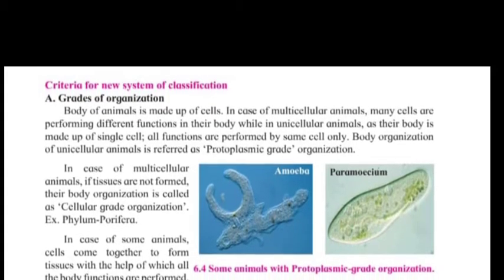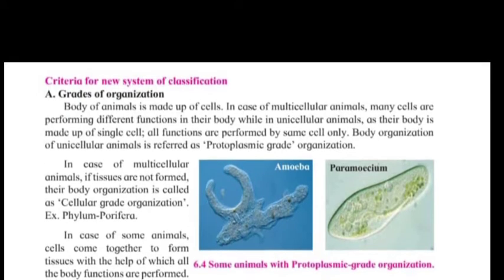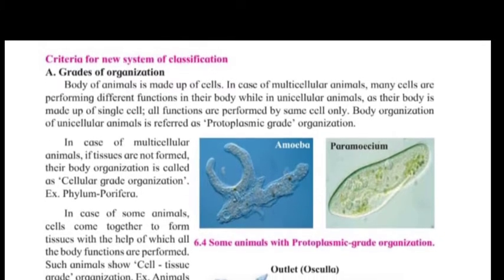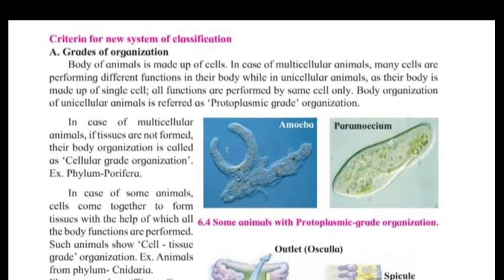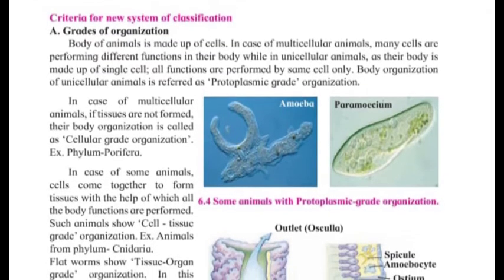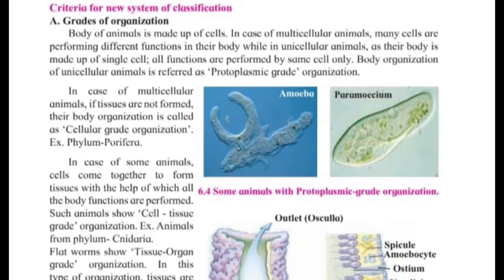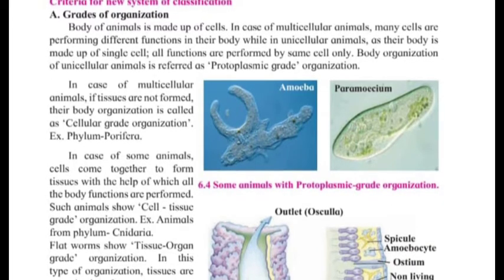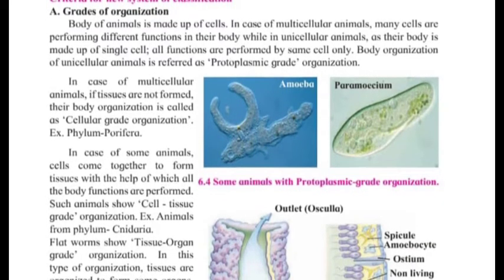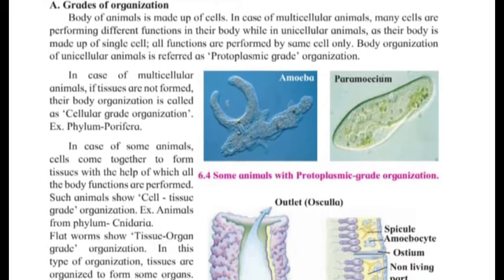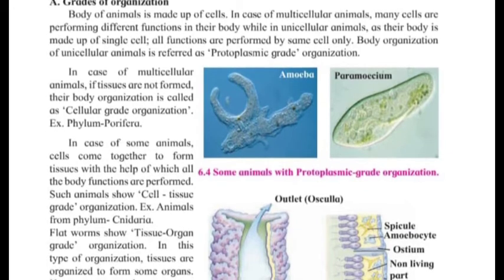In body organization, unicellular animals are referred to as protoplasmic grade organization. Now, in the case of multicellular animals, if tissues are not formed, their body organization is called cellular grade organization. An example is phylum Porifera. We will discuss phylum Porifera in detail later. In the grade of organization, we have seen multicellular animals; if the tissues are formed, their body organization is different.